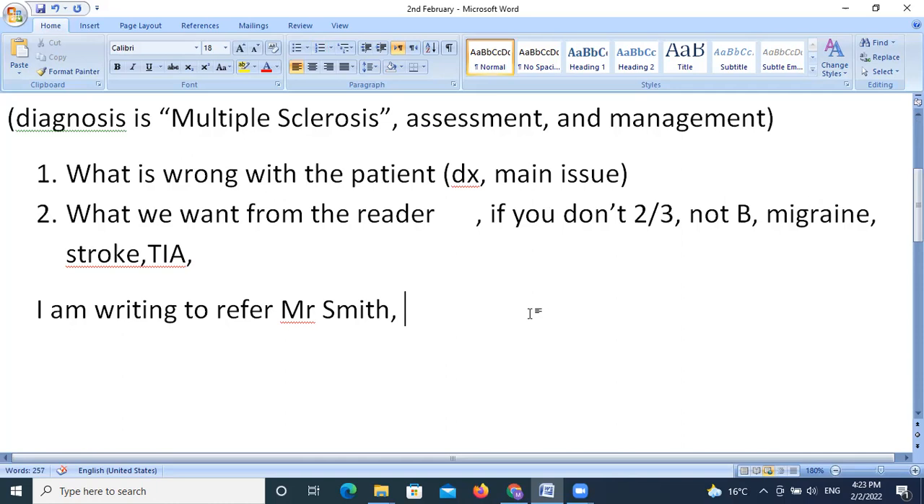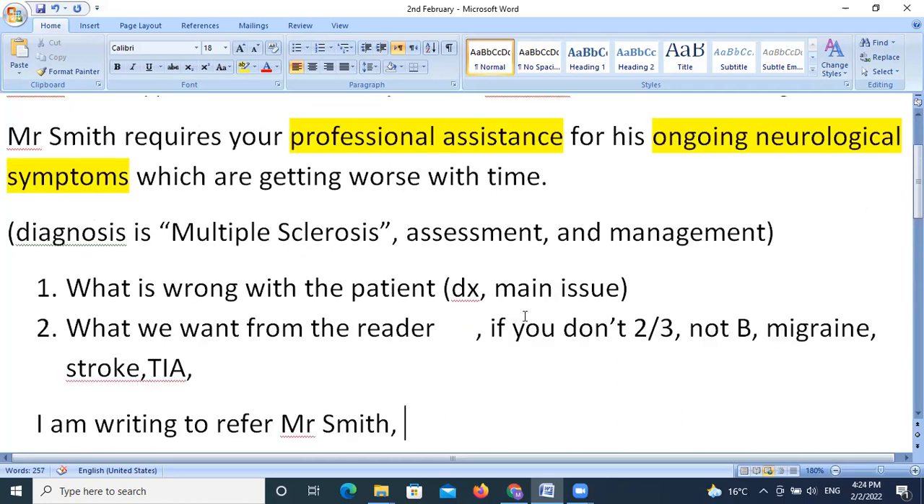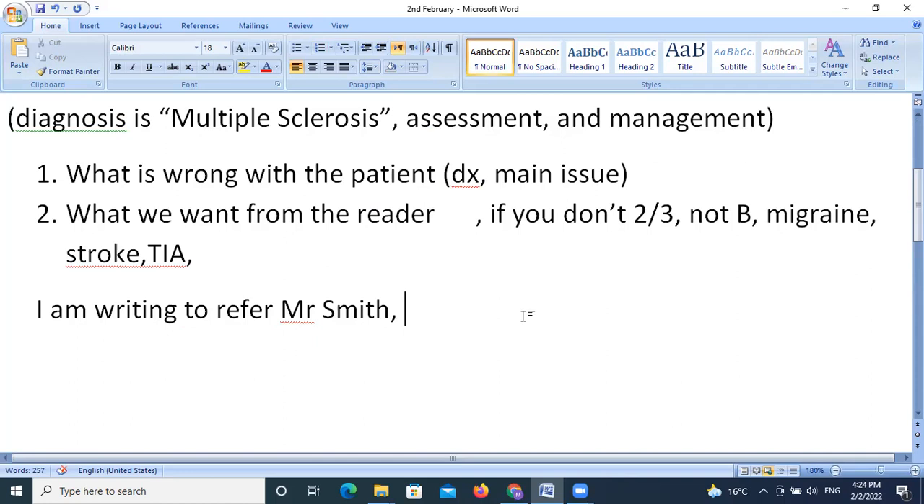Apart from profession, sometimes you can write man, woman, male, female, like this. I usually don't prefer this; only if it is very important, then I write. Otherwise, I don't write age and these things. But it is okay, you can mention. I'm writing to refer Mr. Smith.